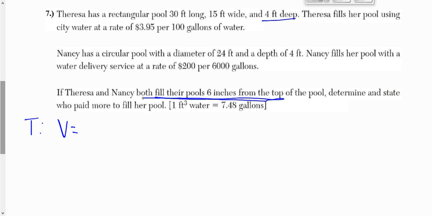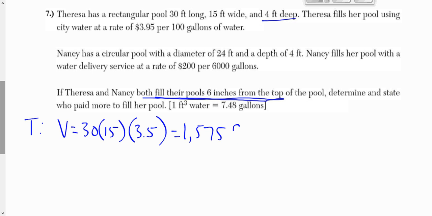Yeah, I know. Okay. So it should be 30 times 15 times 3.5, which will give you 1575 cubic feet for that one, guys? Yeah? Okay, let's think about her rate now.